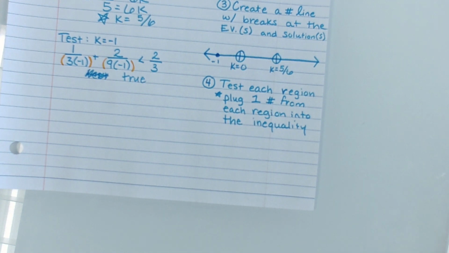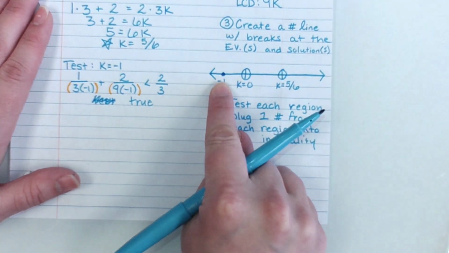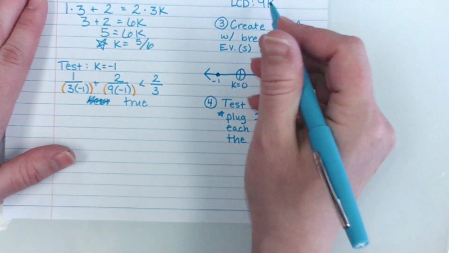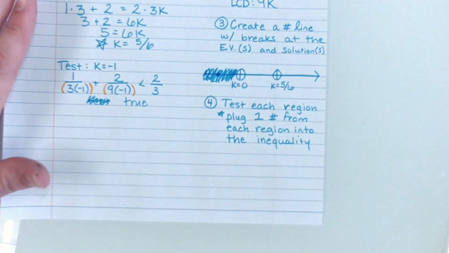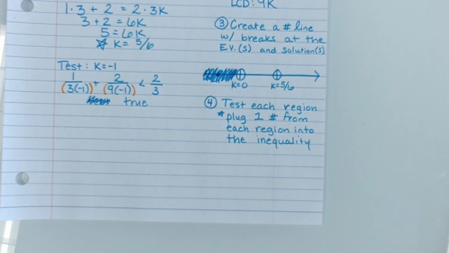Okay, anyway. We plugged -1 in. That is a true statement. Therefore, the region I just tested works. So, I shaded it in. Shaded regions on a graph like this are regions that work. So I shade it in and I move on and I check the other regions.